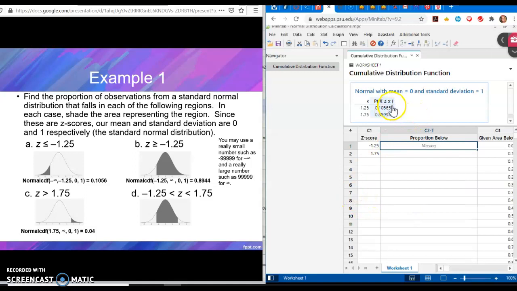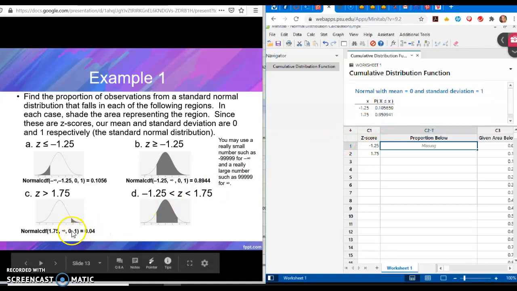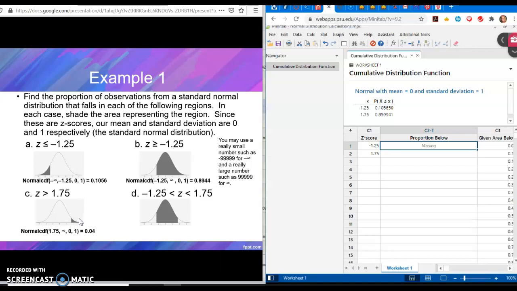And you can see that the proportion of observations that are below a z-score of negative 1.25 matches with what we got this morning using the table and using Excel. And that the proportion of observations that lie below 1.75 is 0.9599, so the proportion that are above is 1 minus 0.9599.